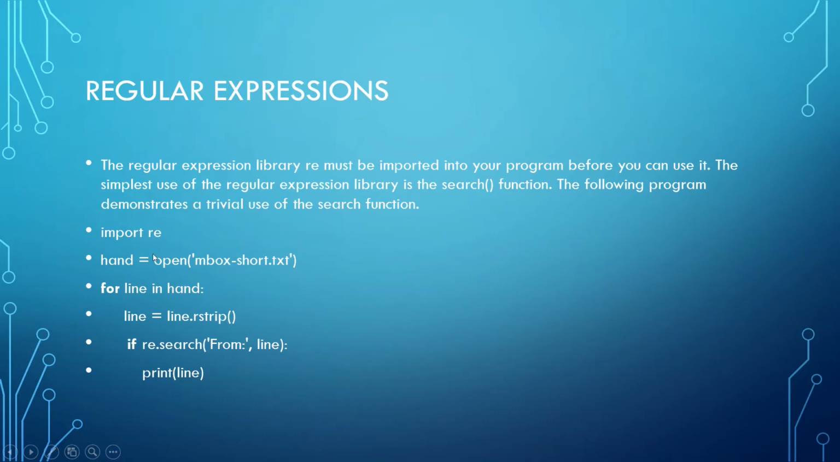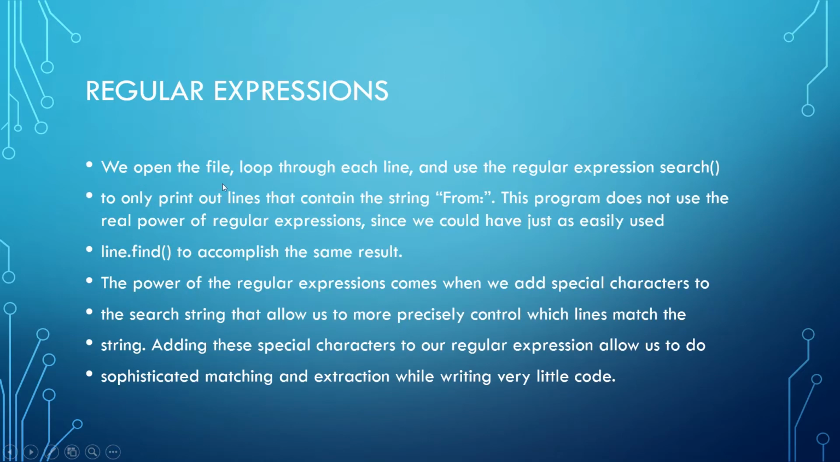import re; hand = open('mbox-short.txt'); for line in hand: line = line.rstrip(). rstrip basically strips whitespace from the end of the line. if re.search('From', line): print(line). We open the file, loop through each line, and use the regular expression search to only print out lines that contain the string From.